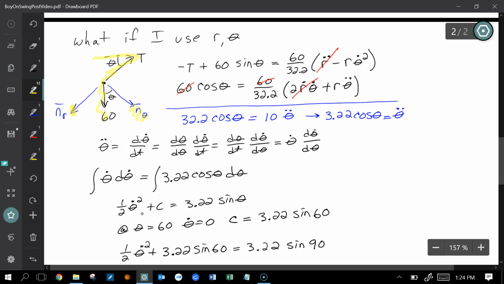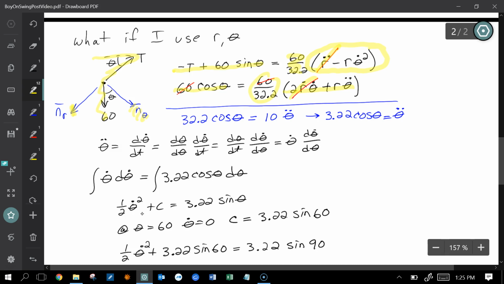And so you sum forces in the r direction. You have minus t plus 60 sine theta, and that equals mass times, and now you use the uglier formula for the acceleration in the r direction. And then you sum forces in the theta direction, set it equal to mass times acceleration in the theta direction. And then because r is constant, the r double dots and the r dots are all gone.